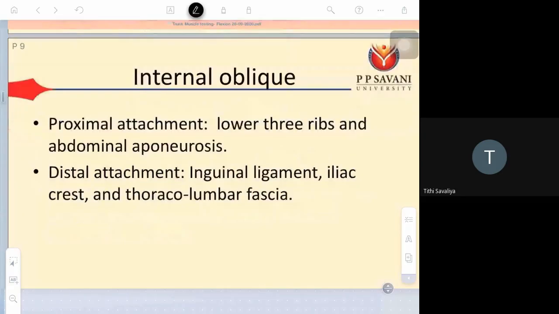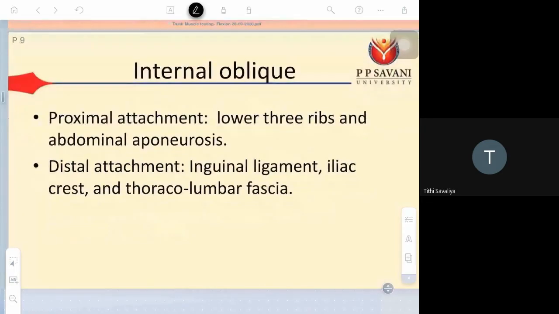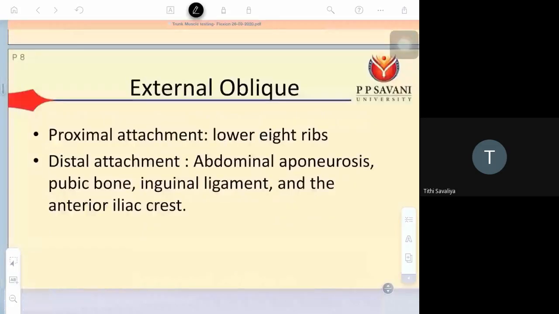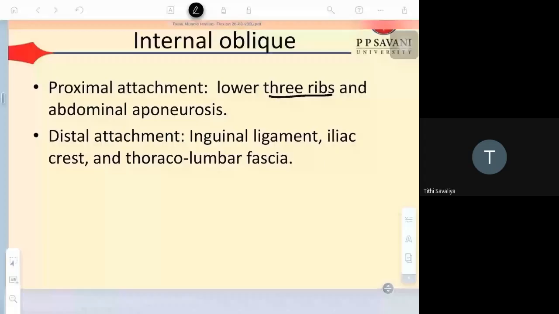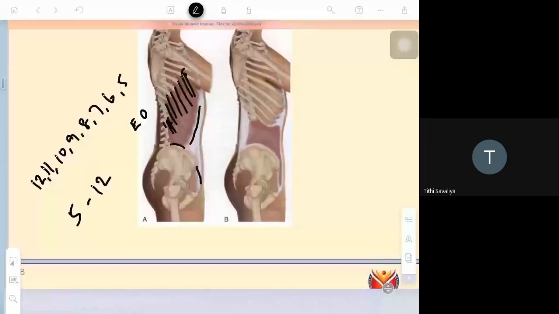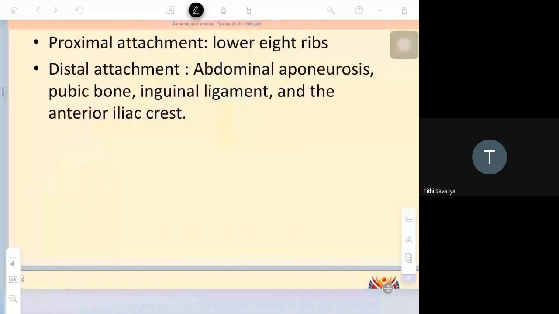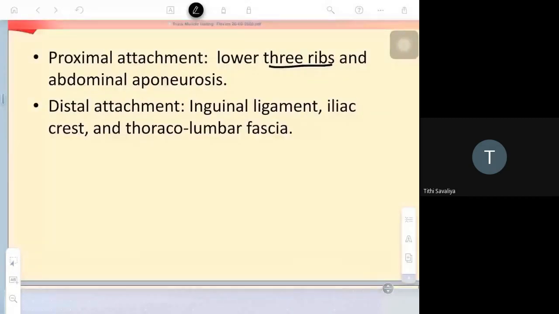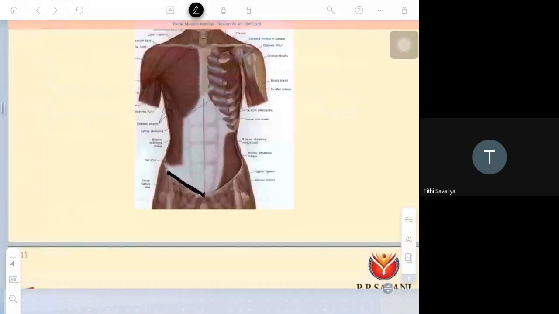And what is internal oblique? Lower 3 ribs and abdominal aponeurosis. Clear? This is the proximal attachment. In this view, this is 1, 2, and 3. Distal attachment is inguinal ligament, iliac crest, thoracolumbar fascia. You go through this. Okay.